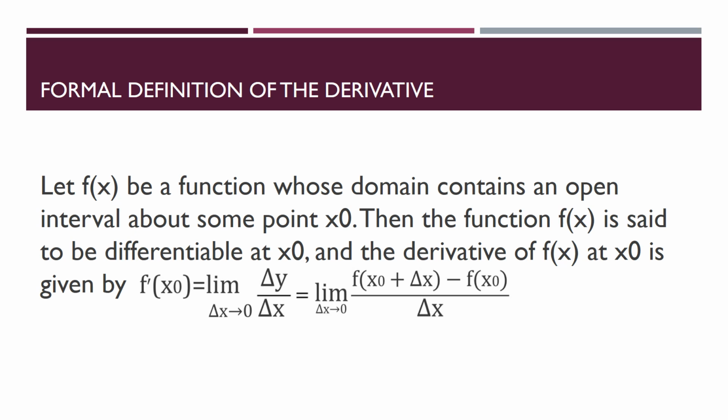f prime of x sub 0 is equal to the limit as delta x approaches 0 of delta y over delta x. And if we expand the definition of delta y, given 2 points, we will describe it as the limit as delta x approaches 0 of f of x sub 0 plus delta x minus the original function f of x sub 0, all over delta x.